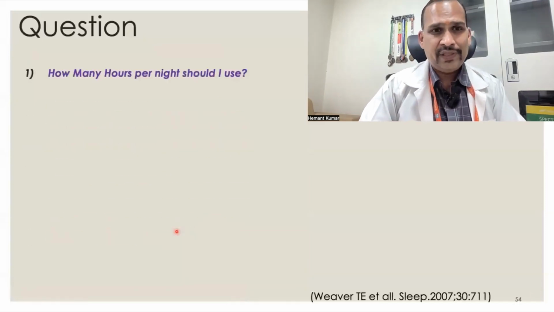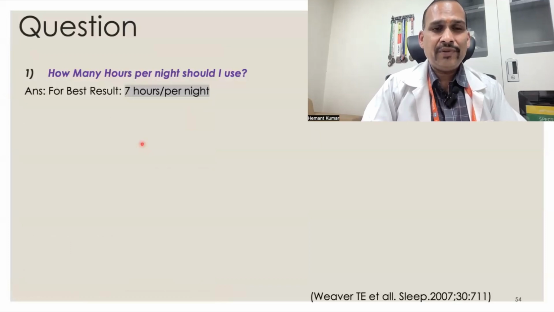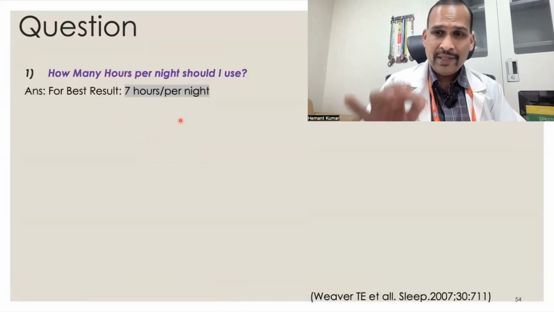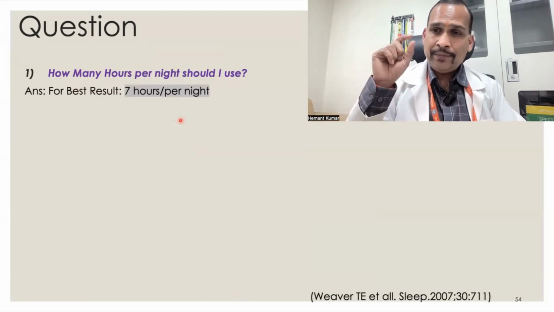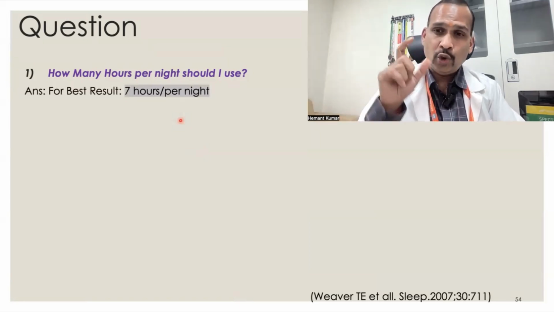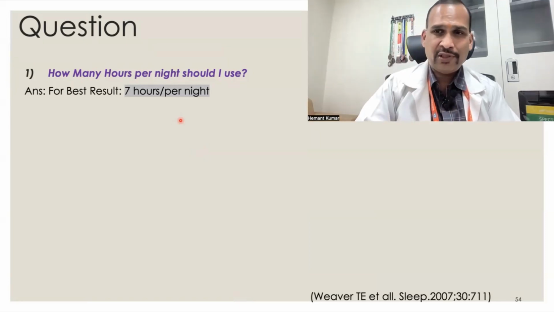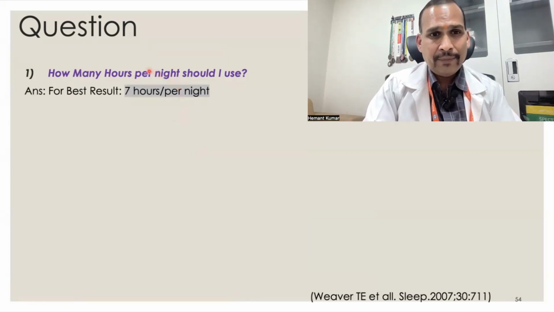What questions do patients usually ask? How many hours do we have to use CPAP? Once you prescribe CPAP, how many hours? The patient has to use it a minimum of 7 hours per night. By default, we have to tell them to apply it the whole night. If you are sleeping for 8 hours, you have to apply it for 8 hours. If you are sleeping 7 hours, you have to apply it for 7 hours. But the best result is if you use it 7 hours per night.